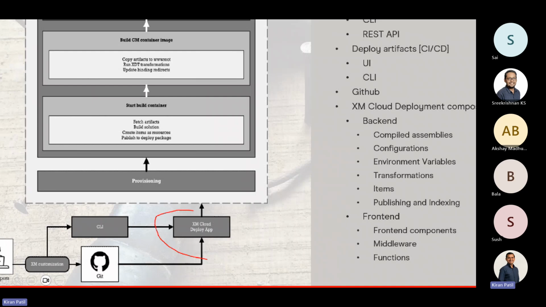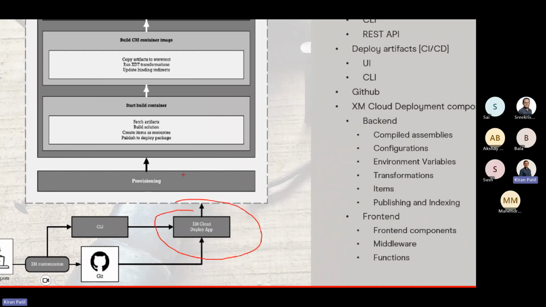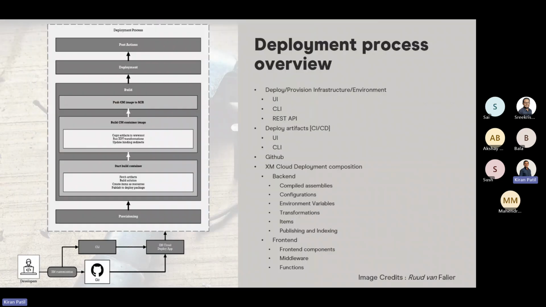Whenever your deploy app deploys the code, behind the scenes it all works on container-based technology. Sitecore is provisioning the container, fetching the artifacts, building the solution, creating the items as resources, and publishing the deploy package. Then that container is built and deployed, some post actions happen, and deployment is completed.